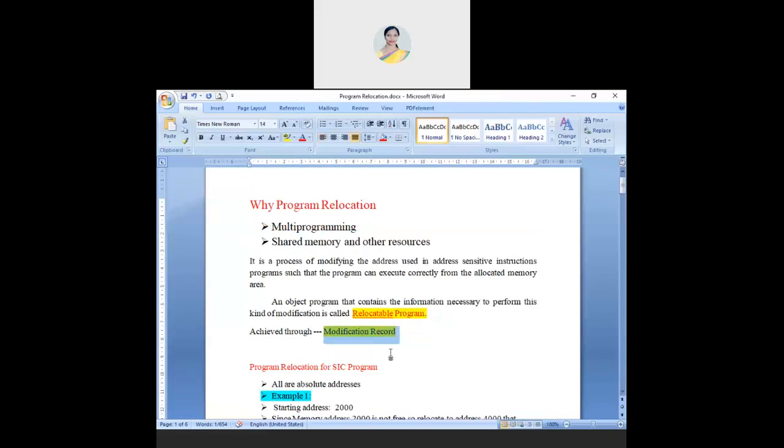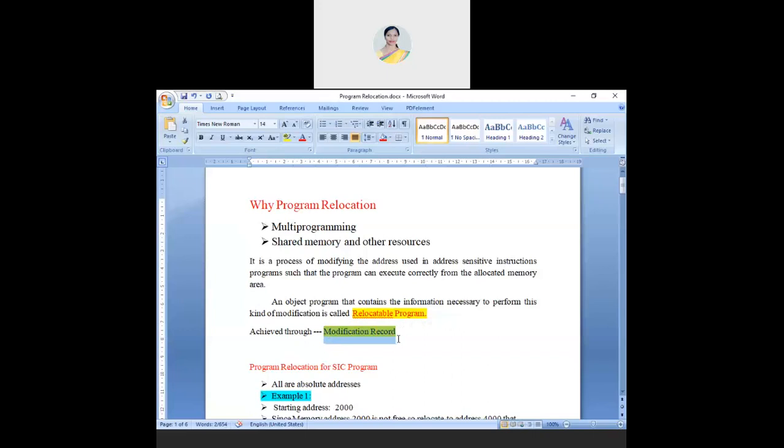How do you achieve program relocation? That is nothing but the modification record. What do you mean by object program? It is a combination of my header record, text record, and end record. Along with that, I have to instruct the loader to make these changes during my program execution.